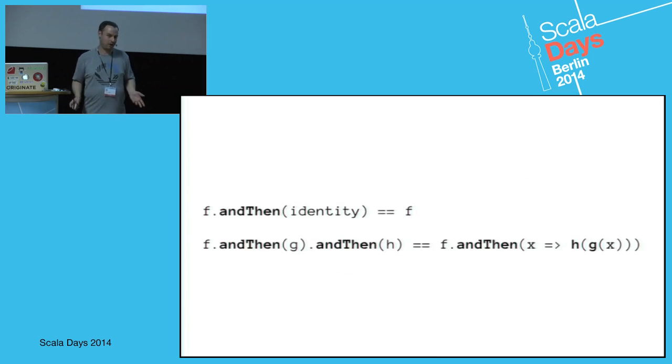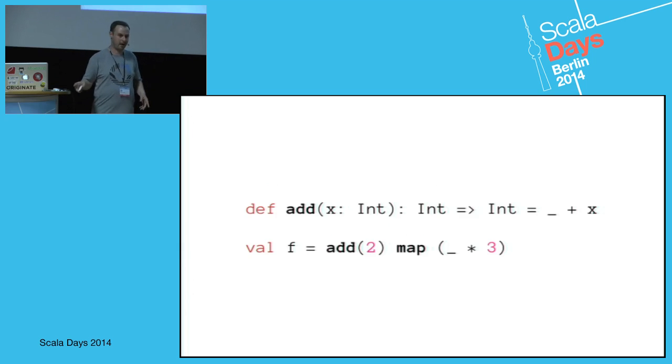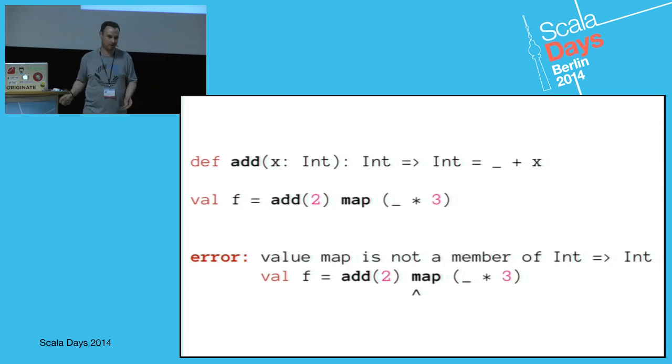Now, andThen has some properties as well. It actually has an identity property, and in particular, it has an identity property and an associative property. And these are actually exactly the functor properties. So technically, unary functions in Scala under composition with andThen make a functor. It's just not called map. So we can use andThen like this, but we can't use map like that because it's not defined on Function in Scala. So we can't use the nice for comprehension syntax, and it doesn't have anything like a flatMap.